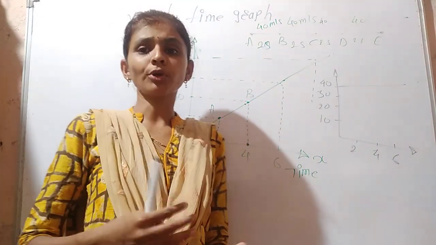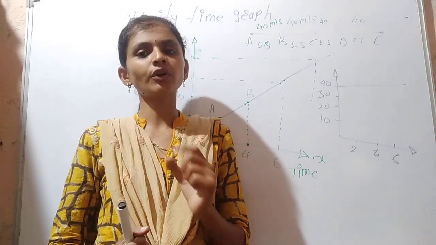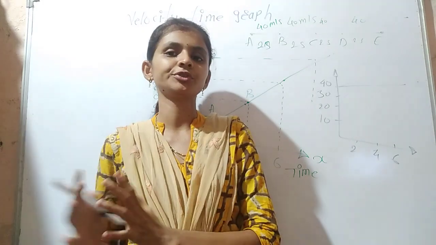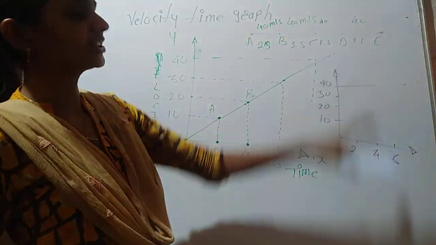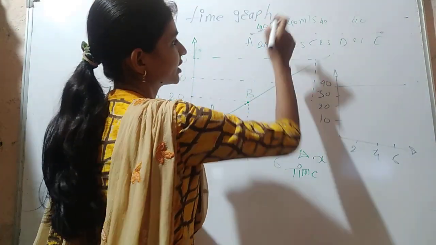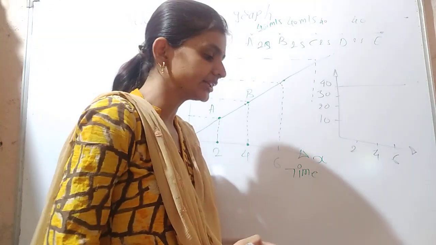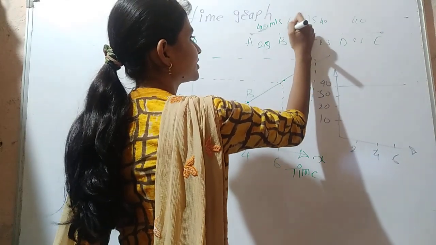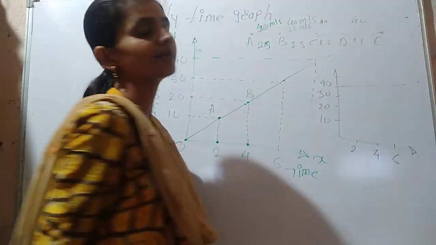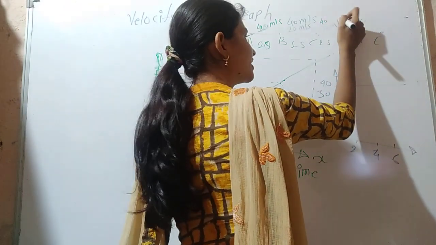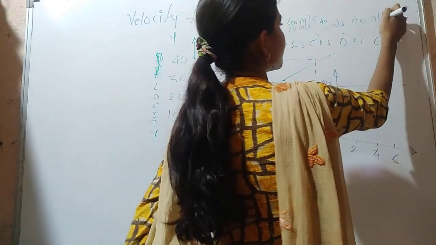Today our point of discussion is accelerated uniform velocity. What is the difference between uniform velocity and accelerated uniform velocity? Here again consider the straight line. Instead of 40 meters per second, suppose within the first 2 seconds the object has 10 meters per second, in the next 2 seconds the same object has 20 meters per second velocity, in the next 2 seconds 30 meters per second, and at last 40 meters per second.